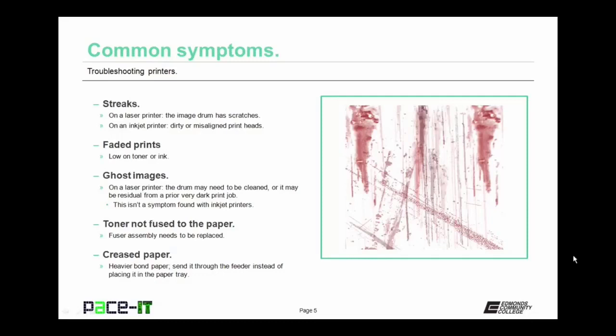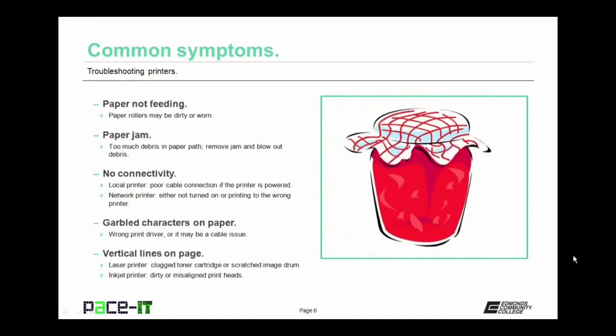If the toner is not fused to the paper, then the fuser assembly needs to be replaced on your laser printer. If you're having a problem with creased paper, that's usually because you're using a heavier bond paper. So send it through the feeder instead of placing it in the paper tray. If the paper is not feeding or not feeding correctly, the paper rollers may be dirty or worn. If you're having problems with paper jams, then you usually have too much debris in the paper path. Remove the jam, then use compressed air to blow out the debris.